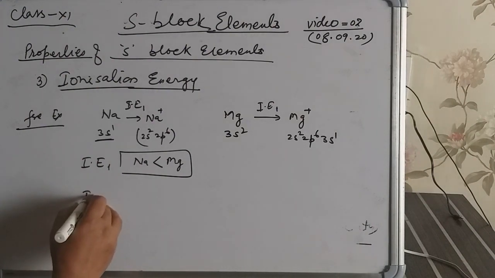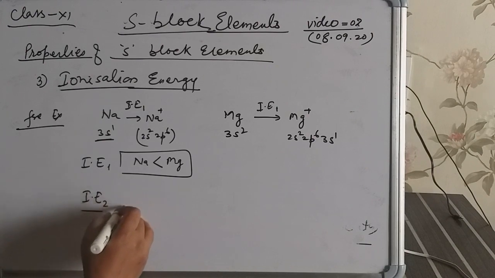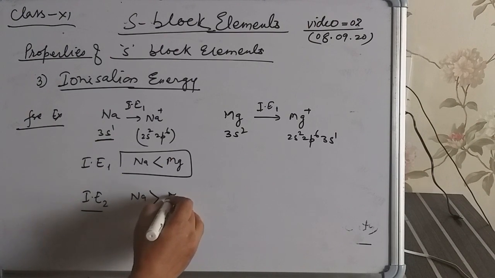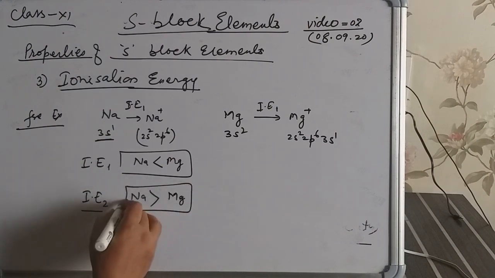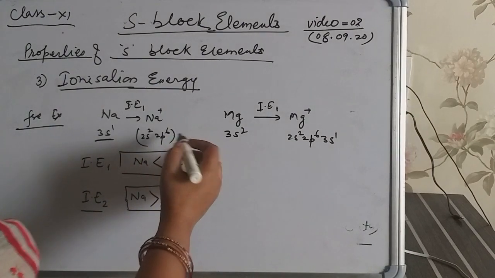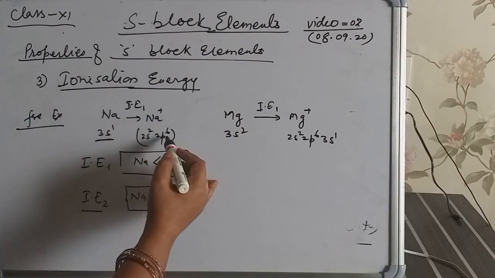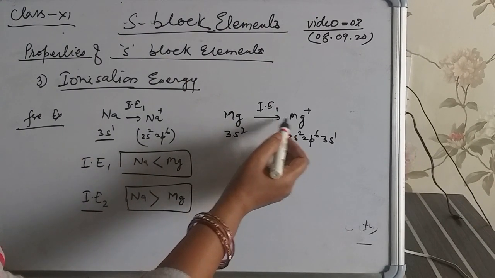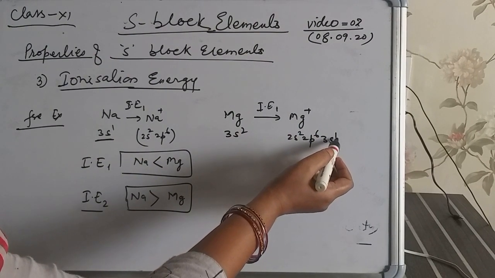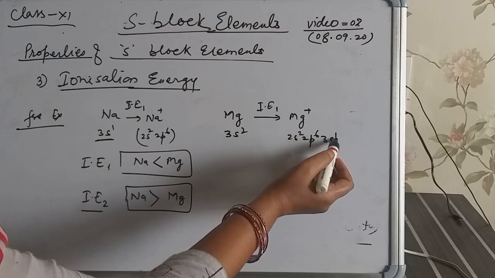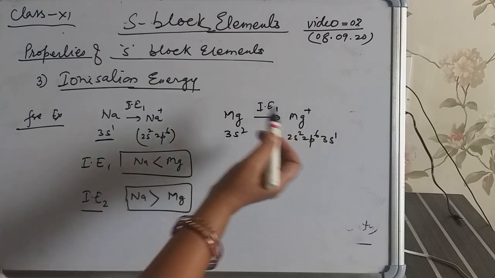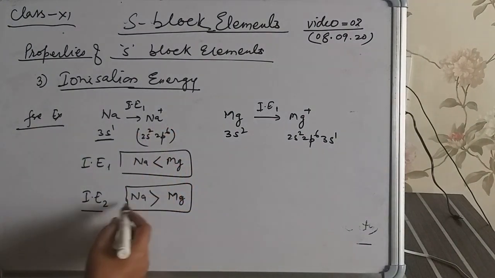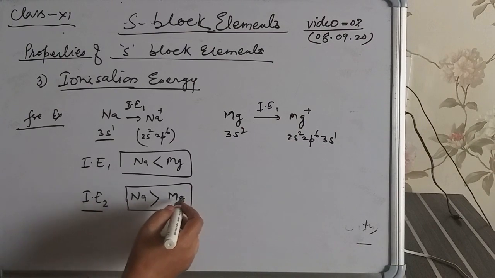But when we talk about the second ionization enthalpy, sodium has greater ionization enthalpy than magnesium. So how is it possible? After losing one electron, the sodium ion acquires a noble gas configuration, with a fully filled p orbital. But after losing one electron, magnesium has one electron in its outermost orbit. So less energy is required to remove one electron from this orbital in comparison to one electron from the fully filled p orbital. So the second ionization enthalpy of sodium will be greater than magnesium.